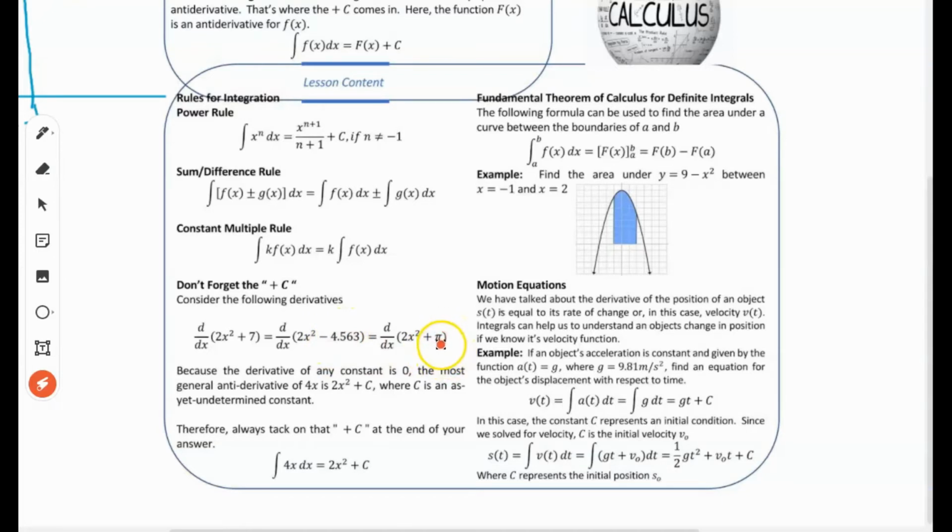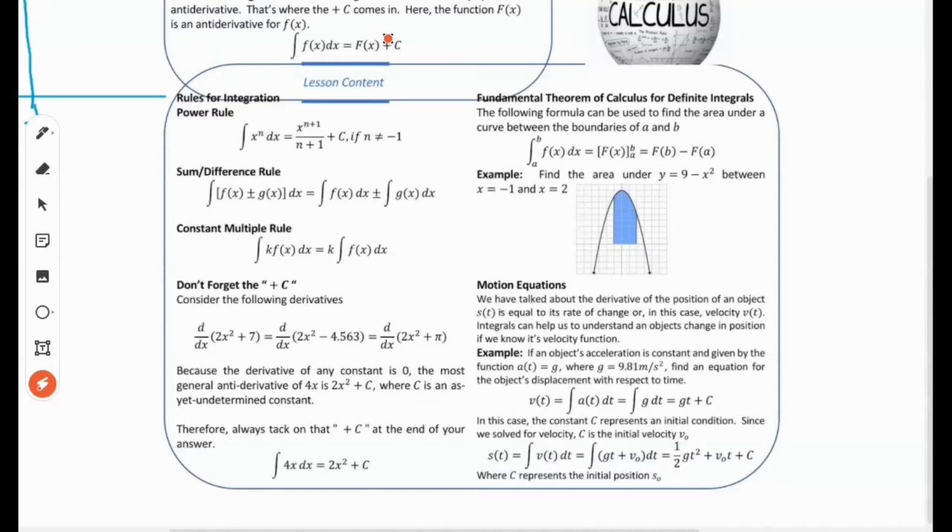It would become 0. So when you're going backwards, how do you know if it was a 7, a minus 4.563, or a pi? Well, without more information, you don't know. So what we do is we stick a C on the end to represent some constant or initial condition that would have been there.